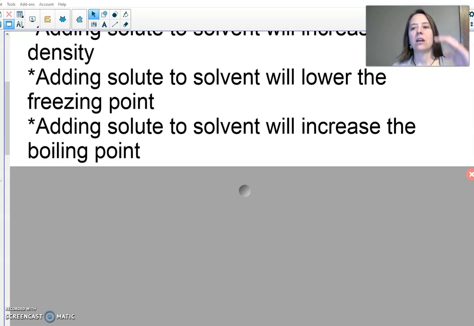Interestingly enough, the boiling point is the opposite. So adding solutes will lower the freezing point, but adding solutes also increases the boiling point. So when we add salt to water, it will boil at a higher temperature than just if we have regular water. So that might be something to keep in mind if you're making pasta. It's probably a good idea to boil it first and then add your salt.